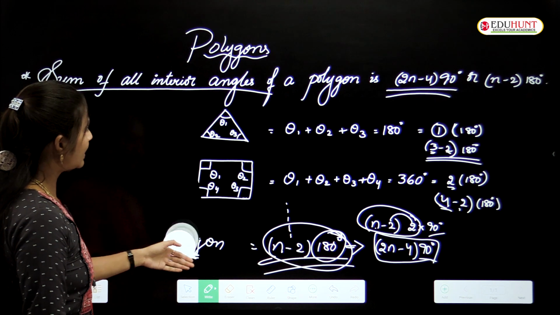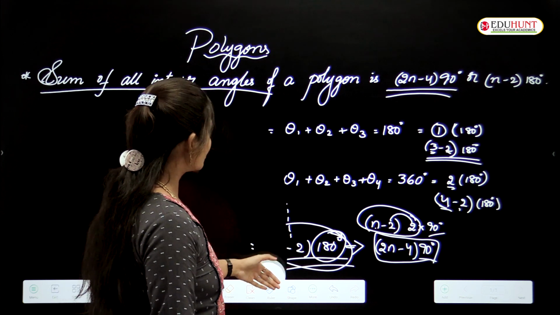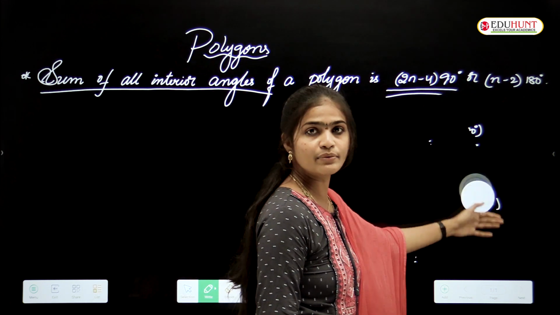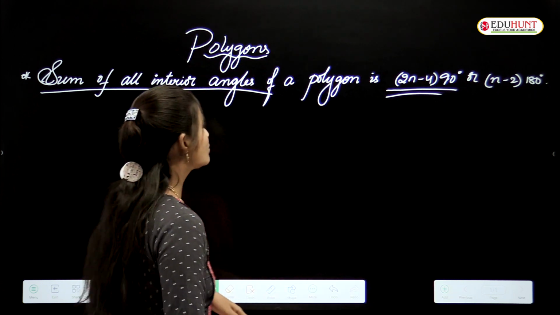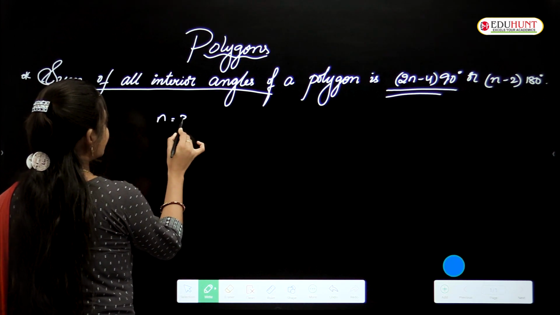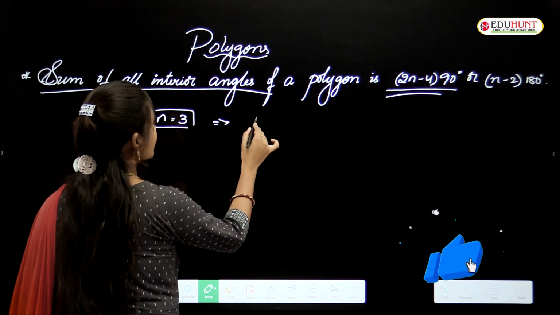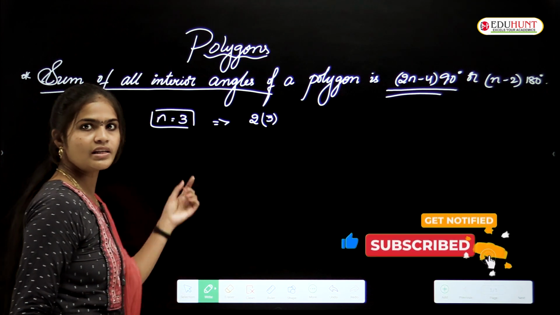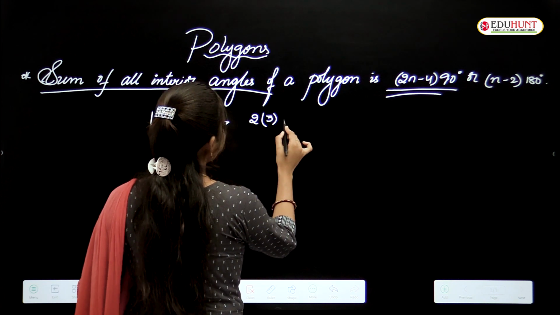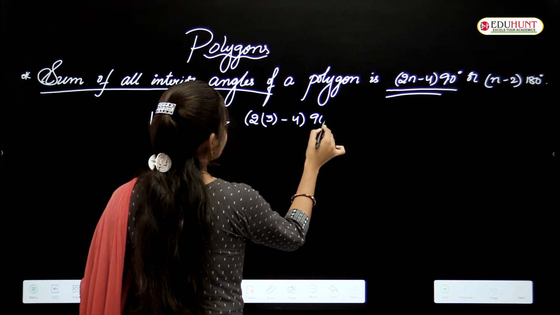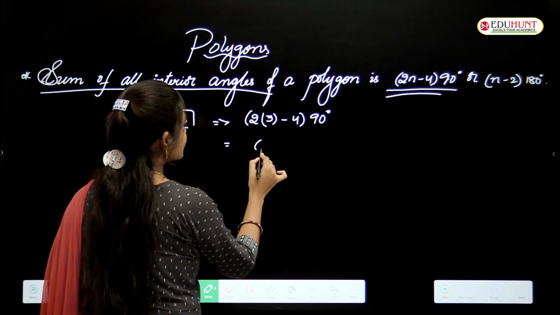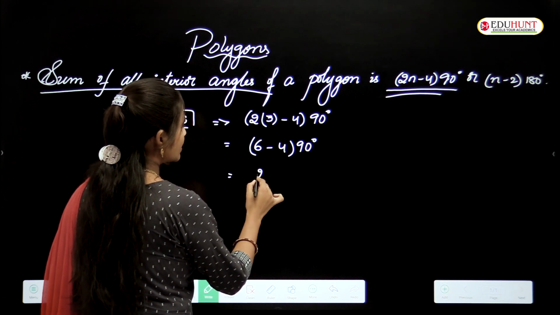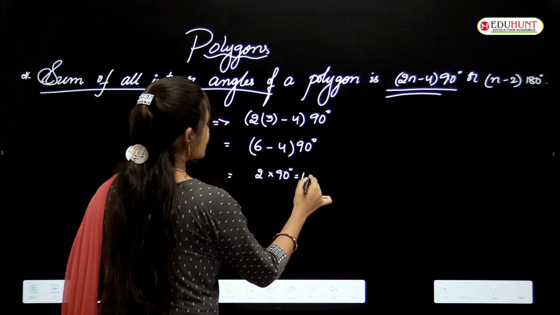In a triangle, I am saying the sum is 180 degrees. Here also we can check, by using this formula, whether the sum of all interior angles equals 180 degrees or not. So see here, let n equal 3. Then the sum of all interior angles, using the formula 2 into n minus 4, at the place of n we substitute the number of sides. n equals 3, so 2 into 3 is 6, minus 4, into 90 degrees. 6 minus 4 is 2 into 90 degrees, which equals 180 degrees.